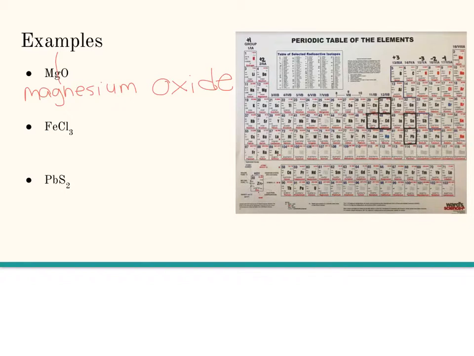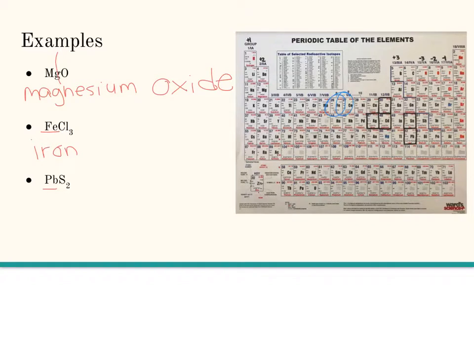Okay, if we look at examples 2 and 3, we can see that when we name these, we are dealing with elements such as iron and lead that can have multiple oxidation numbers. And so we have to pay attention to that. So FeCl3. Fe is my cation, so I'm going to name it as is, iron. But recognize iron is found in that transition element section of the periodic table, which means iron can have multiple oxidation numbers. It can have multiple charges. It can accept 2 electrons in some situations, 3 in others. So we have to include Roman numerals in our name.